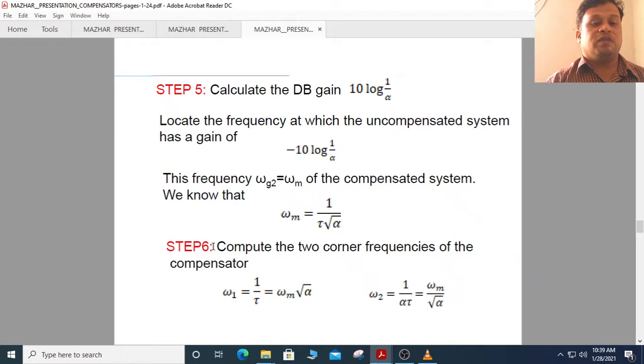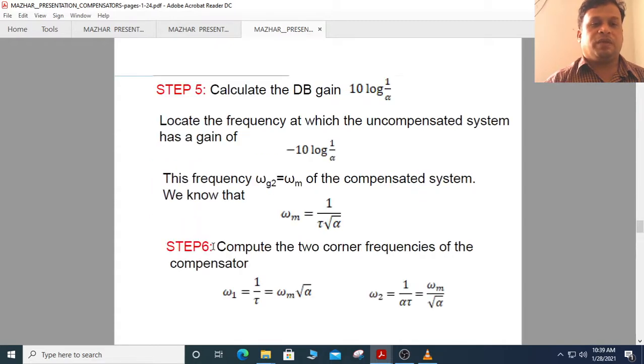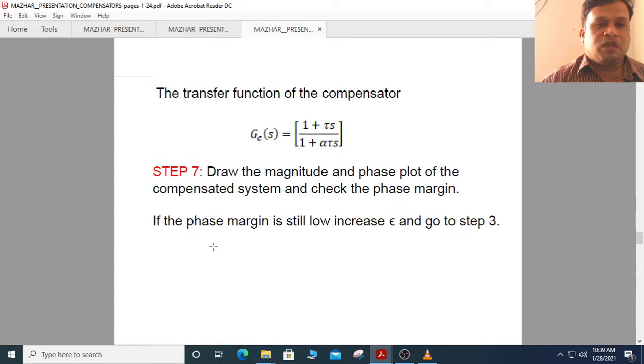Compute the two corner frequencies of the compensator. One corner frequency is 1 by tau, that is equal to omega m into root alpha. Another corner frequency is omega 2, equal to 1 by alpha tau, that is equal to omega m by root alpha. Now the transfer function of the compensator is Gc of s is equal to 1 plus tau s by 1 plus alpha tau s.